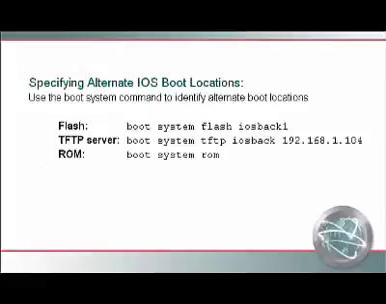To review, an IOS image can load from one of three locations: Flash, a TFTP server, or ROM. By default, the router will use the first IOS version found in Flash. Use the boot system command to specify alternate locations of the IOS. If they exist, boot system locations are checked first. If they are not found, then the default locations are checked.